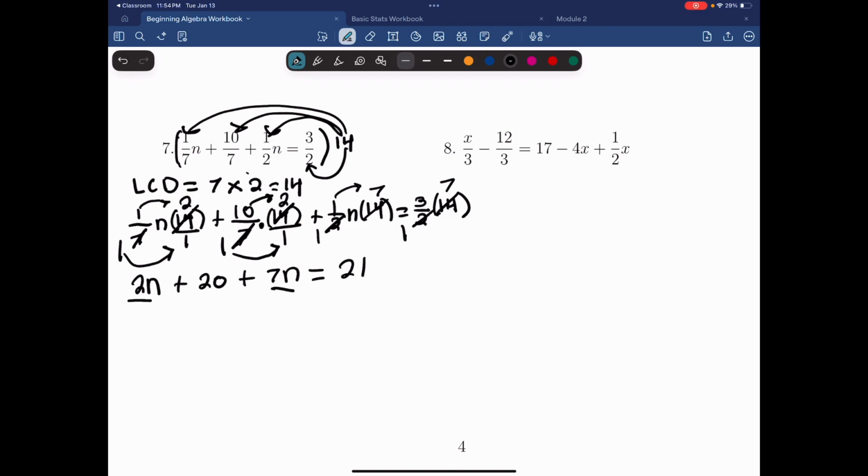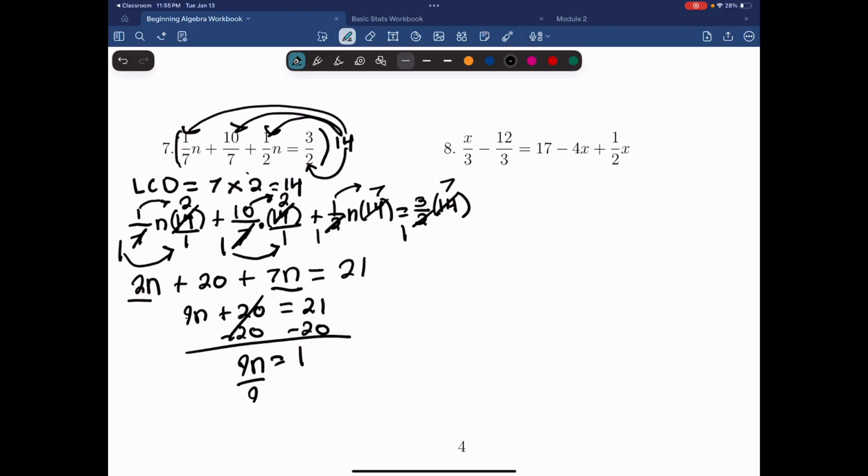So I can combine these like terms, 2n and 7n. So 2 plus 7 is 9. So we're going to get 9n plus 20 equals 21. Now to solve for n, I'm going to subtract 20 on both sides. So these 20s cancel. We get 9n equals 1.